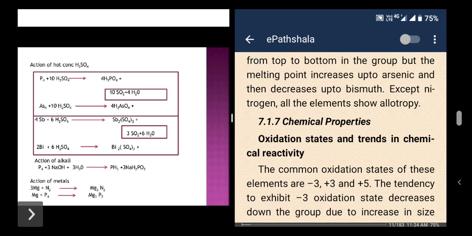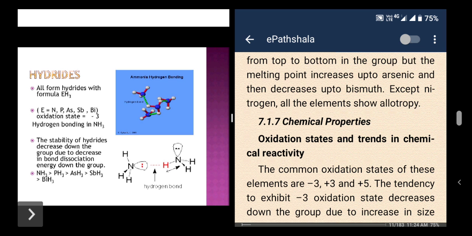Action of hot concentrated sulfuric acid: phosphorus, when reacted with sulfuric acid, gives phosphoric acid, and sulfur dioxide and water are formed. In all these cases, sulfur dioxide and water are the main byproducts. Action of alkali: phosphorus reacts with sodium hydroxide and water to give phosphine and sodium hypophosphite. So those are the chemical properties of the 15th group.